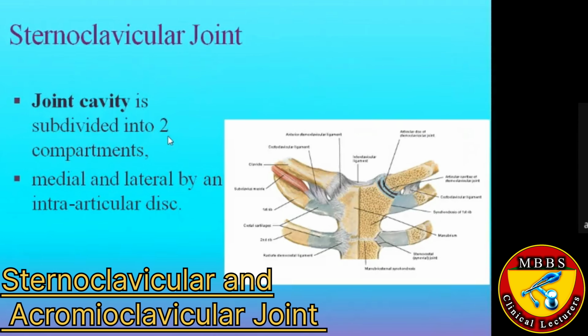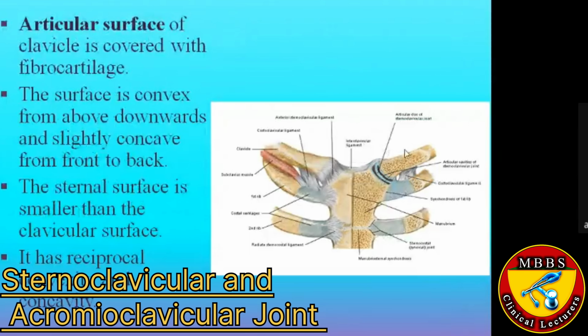Now, since this is a synovial type of joint, it is also subdivided into two compartments, and that is why we call it the compound type of joint. You can see that these are the two compartments which are divided by the presence of an interarticular disc. We label these compartments as the medial and lateral compartment, which are formed by the interarticular disc. Now, the articular surface of the clavicle is covered by a fibrocartilage.